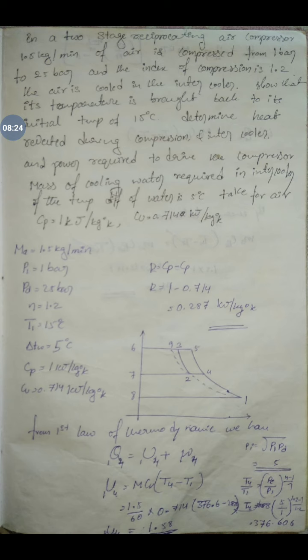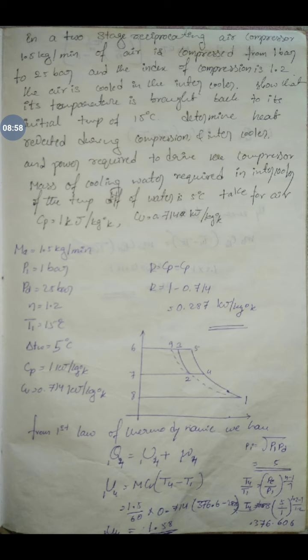Heat rejected during the compression and in the intercooler. The intercooler is the process from 4 to 2. He is asking for the amount of heat rejected during the process 4 to 2, and the power required to drive the compressor. He is also asking to find the mass of cooling water required in the intercooler if the temperature difference of water is 5 degrees centigrade. So, what is the amount of water required to flow, he is asking.